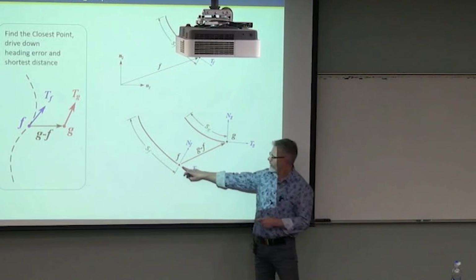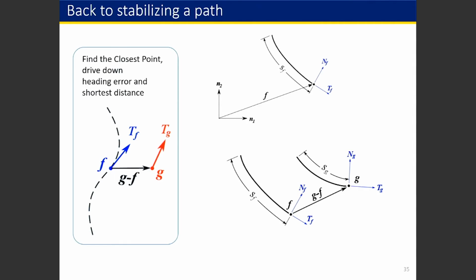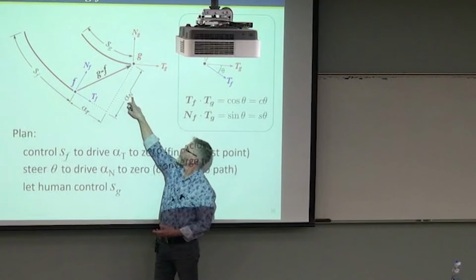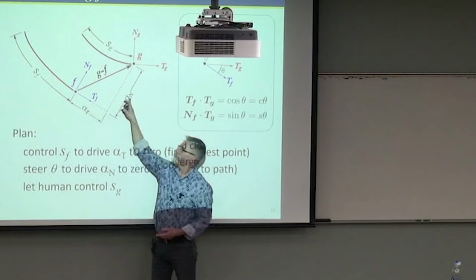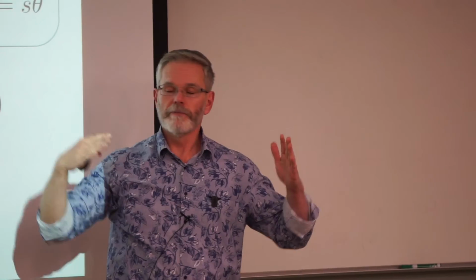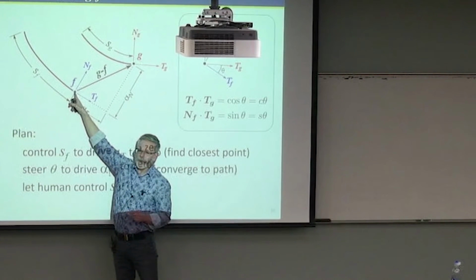G is the robot that I'm trying to stabilize back to the path F. Here, the heading is not very good. What we're going to do is express G minus F in a particular frame. We're going to choose the Serret-Frenet frame that we've been talking about so far at point F. There'll be two measure numbers. I'm going to call them alpha t and alpha n, subscript t for the tangent direction, and subscript n for the normal direction. I've got two measure numbers of the error vector. If I were to drive both of those measure numbers to 0, I would be on the path.